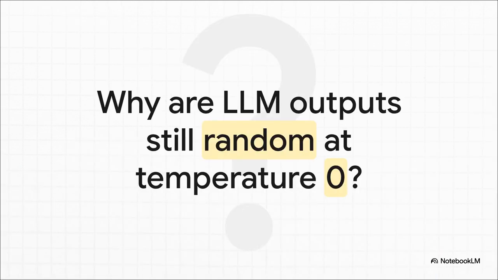So let's start with the mystery I'm sure every single one of you has run into. You set temperature to 0. You're telling the model, hey, be deterministic, use greedy sampling, and yet you get different results. Doesn't matter if it's an API or a model running on your own machine. What is actually going on under the hood?